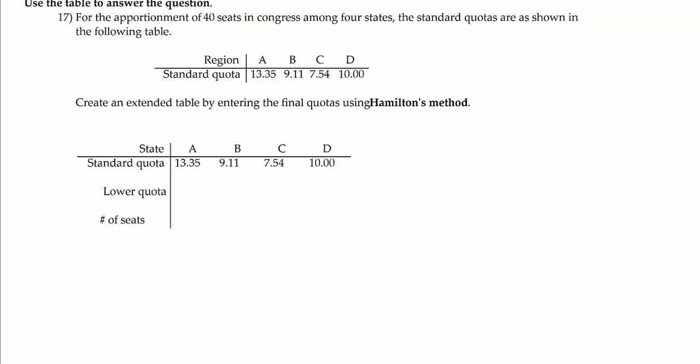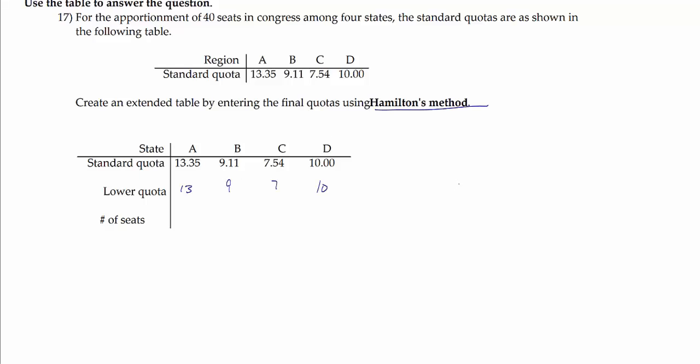Number 17, use the apportionment of 40 seats in Congress among 4 states. The standard quotas are shown in the following table. Create an extended table by entering the final quotas using the Hamilton method. The standard quotas are given to me, so I don't have to go through the process we just did. The Hamilton method says round down, and then if you need more, add them based on who has the largest decimal portion. So my lower quotas are A is 13, B is 9, C is 7, and D is 10.